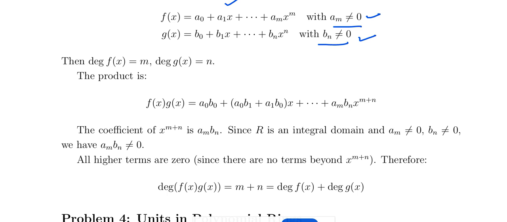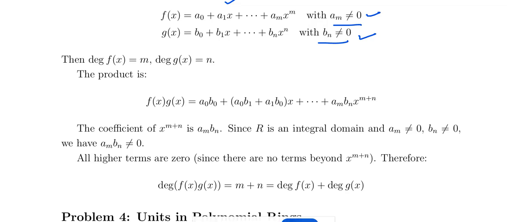If we multiply the two, we get a structure like this, with highest power m plus n. So the degree of f(x) times g(x) is m plus n, where m is the degree of f(x) and n is the degree of g(x). It is very easy to prove.